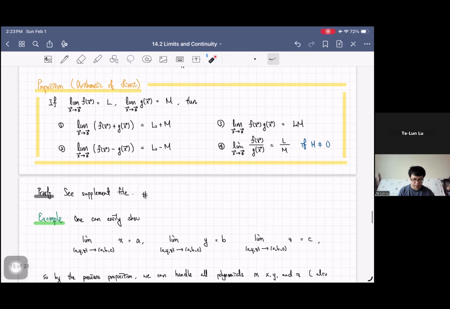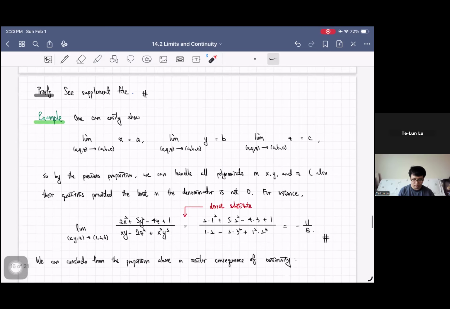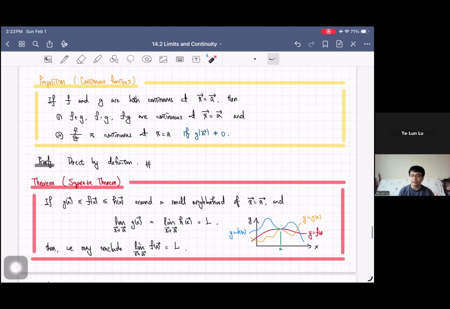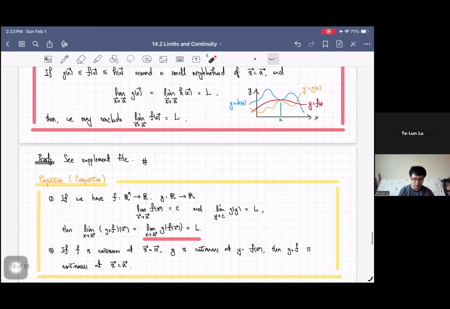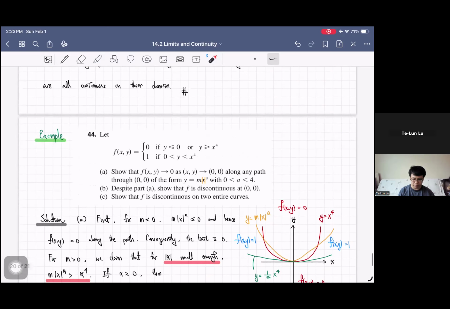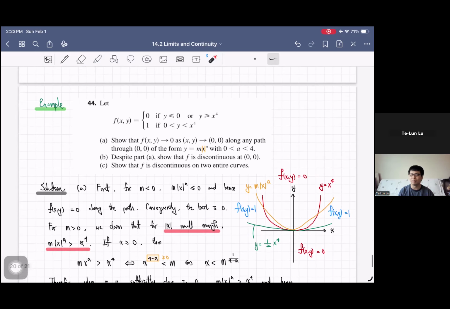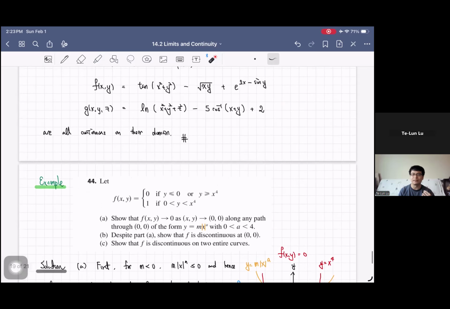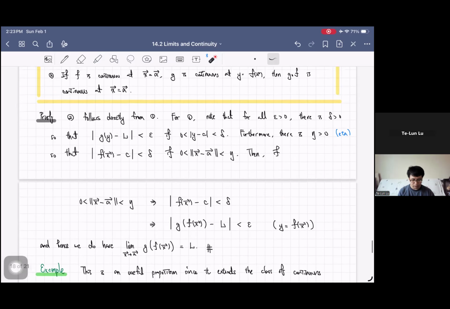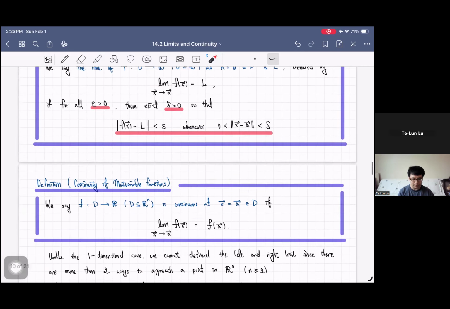After those, we have some standard facts about the arithmetic of limits, which is the same as the 1-dimensional version. You have the same continuity property, the same squeeze theorem, and the same composition property, which in this case composes a single variable function with a multivariable function. And we have this final nice example demonstrating how we can tackle this problem in a multi-dimensional setting. So that will be all for this multi-dimensional version of limits and continuity.